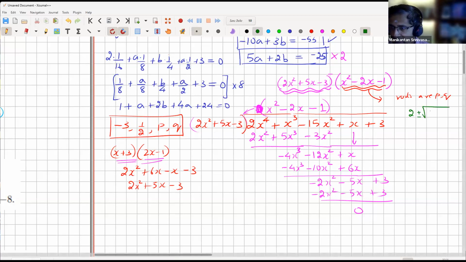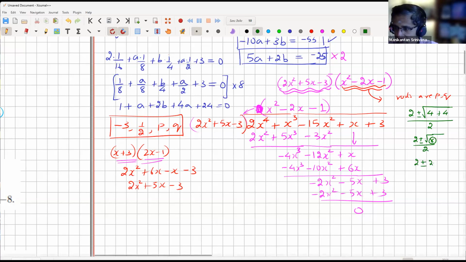Which is minus b plus or minus root of b square minus 4ac, which will become plus 4, 4 into minus 1, right? And then upon 2a. So it's 2 plus or minus root 8 upon 2. And 8 can be written as 4 into 2, so the 4 can come out as a 2. So it's 2 root 2 upon 2, which is 1 plus or minus root 2.